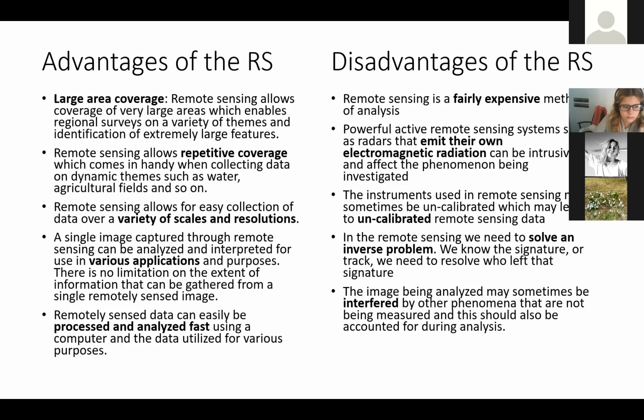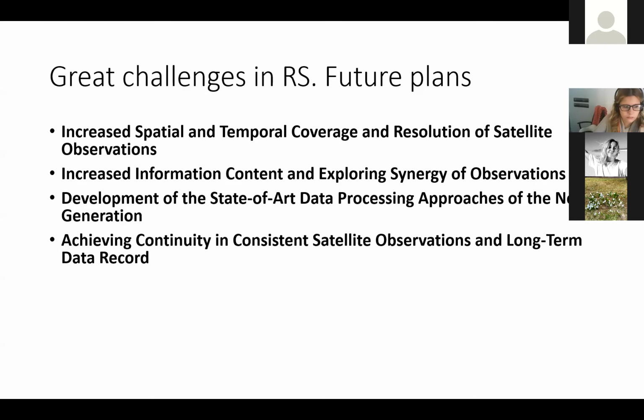But it's not so pessimistic. There are quite many advantages of remote sensing. First of all, it covers a large area, and depending on the orbit, it allows repetitive coverage. Also, remote sensing allows easy collection of data over a variety of scales and resolutions. And the data can be used in various applications and for different purposes. Also, this information can be obtained quite fast, already processed.